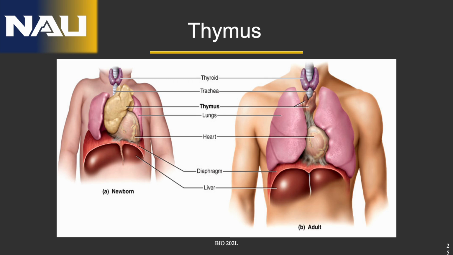The thymus is larger in newborns and children and gradually shrinks with age in a process called involution. It is most active during early life when it helps develop a robust immune system. The thymus produces the hormone thymosin, which stimulates the development of T cells.